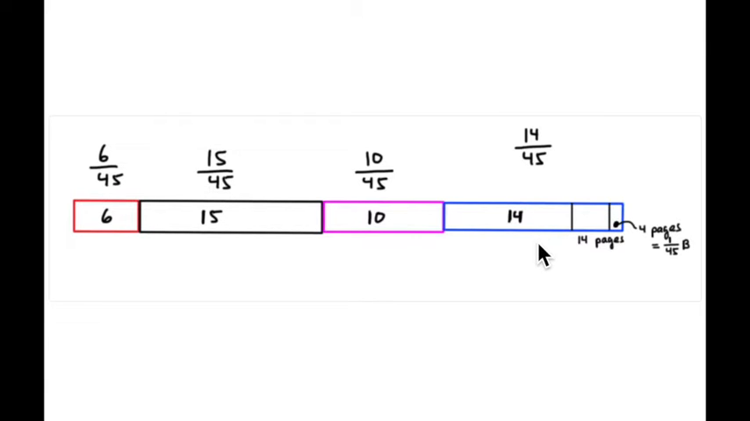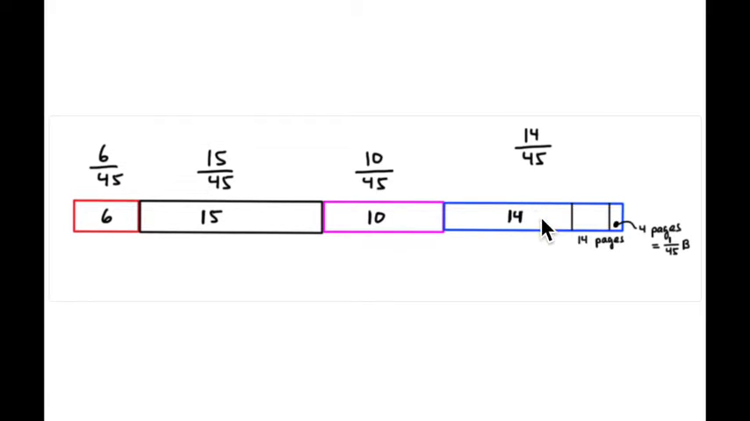All right, so now I'm going to redraw the beginning drawing, but I'm going to make it more to scale. So these sizes are more appropriate as far as their relationship to the other pieces. So we have 4 parts. One part is 6/45, so this is 6 units. Another part is 15/45, so this is 15 units. Another part is 10/45, so this is 10 units. And the last part is 14/45, so this is 14 units.